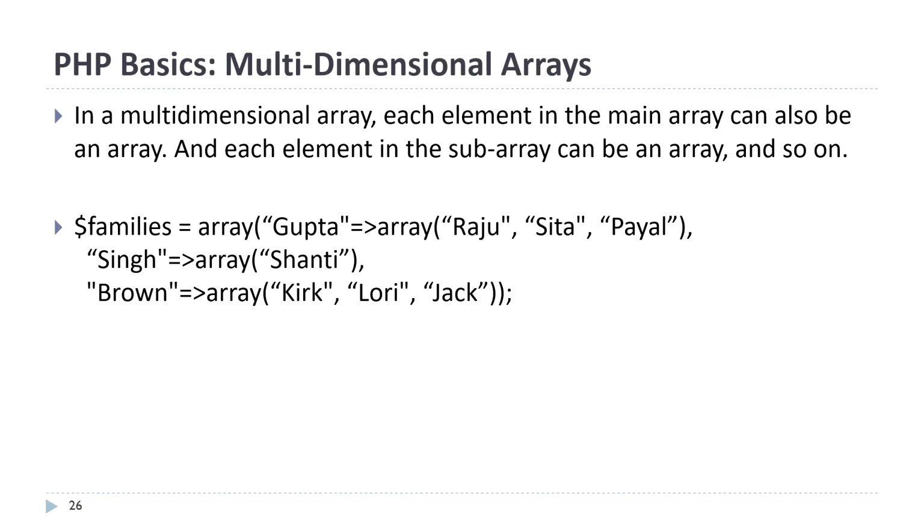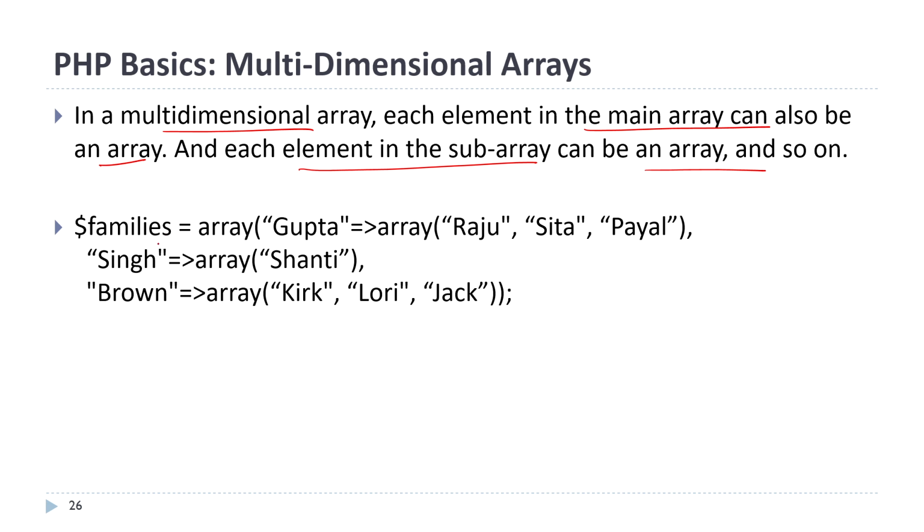And then the last one is a multi-dimensional array. In a multi-dimensional array, each element in the main array can also be an array. The idea is that there is another array within an array, and each element in the subarray can also be an array, and so on. It is complicated, but you can create a family array, for example.